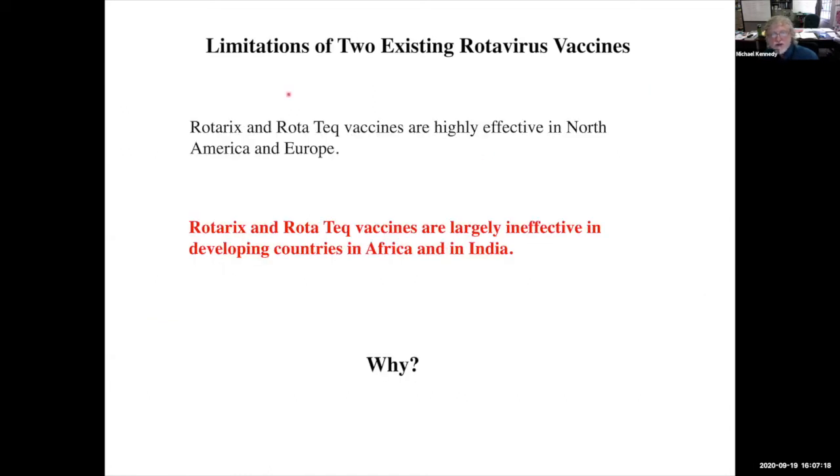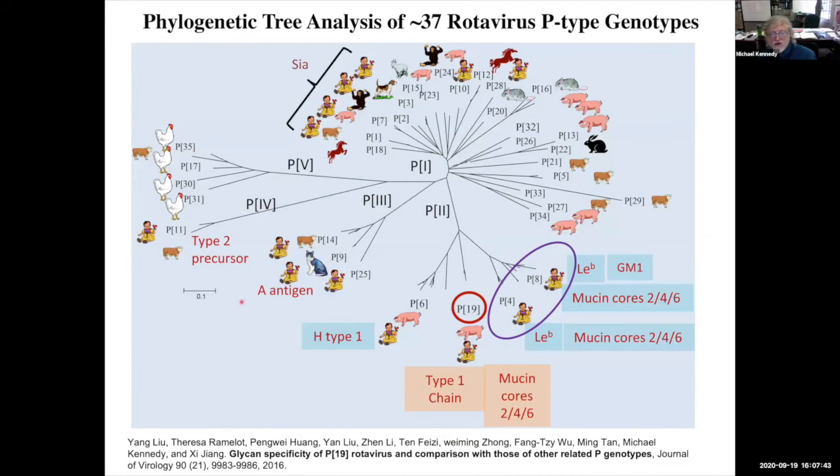And so there are limitations of these 2 existing rotavirus vaccines. The limitation being that these 2 vaccines are reported to be highly effective in North America and in Europe, but they're also deemed to be largely ineffective in these developing countries in Africa and India. And the question is, why is that the case? And so to get a clue about this, our collaborator, Jason Jiang at Cincinnati Children's Hospital Medical Center, did a phylogenetic analysis of all of the known rotavirus genotypes.